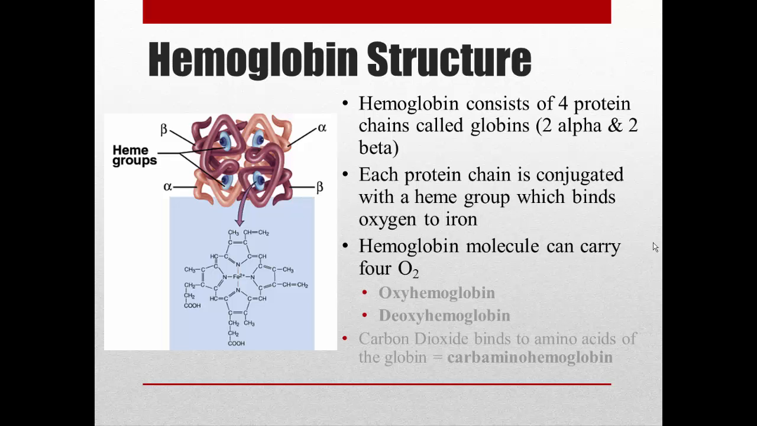Now when oxygen is carried on the hemoglobin, we call it oxyhemoglobin. When there is no oxygen bound to the hemoglobin, we call it deoxyhemoglobin. Now, carbon dioxide can also be carried by the hemoglobin, but not on the iron or on the heme. Carbon dioxide binds to the amino acids of the globin, and when that happens, we get carbaminohemoglobin.